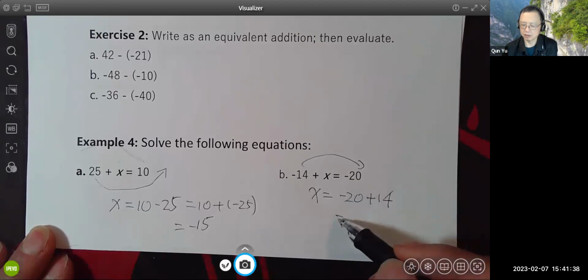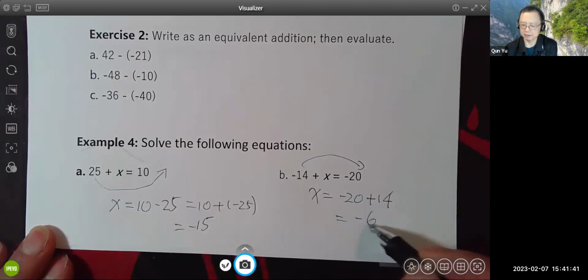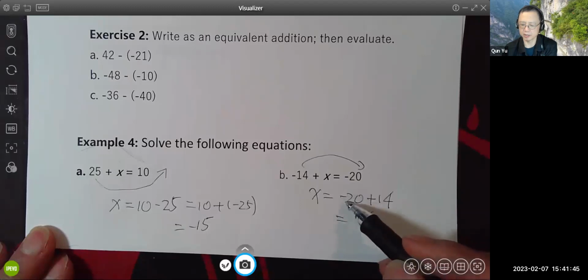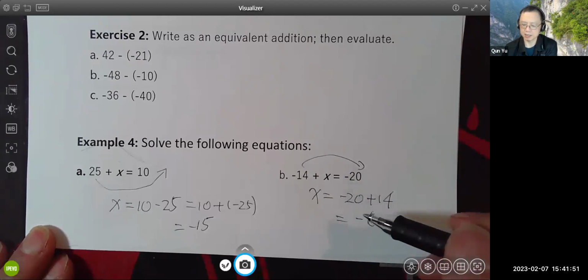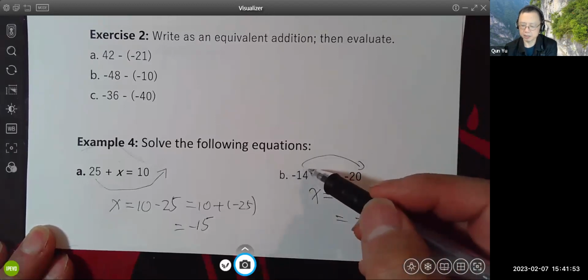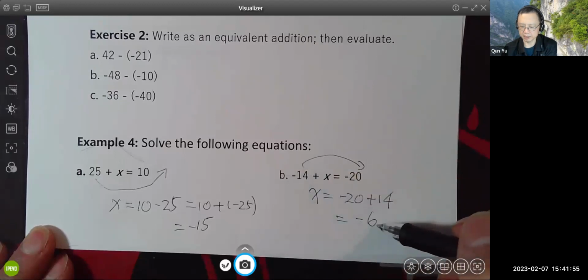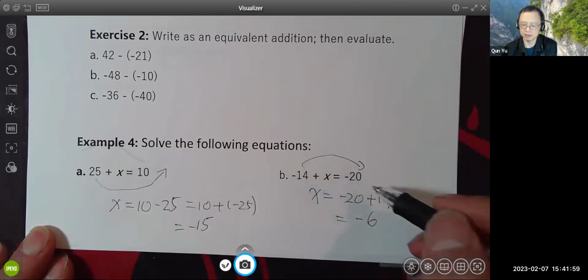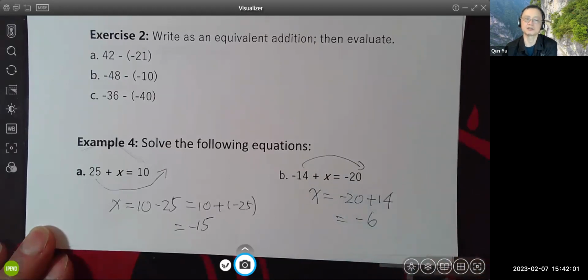Now, we know this one is going to give us -6, right? The 14 gets canceled, we get 6 as leftover from here. This is negative, so the leftover will be -6. So is this correct? Let's double check. So -14 plus -6, both are negative, they add up, you get -20. So that's the correct answer.